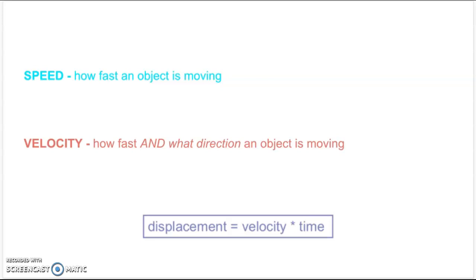Now, oftentimes we don't write out the whole name of the variable. We use our letters. So another way of writing this is D for displacement, V for velocity, and T for time.